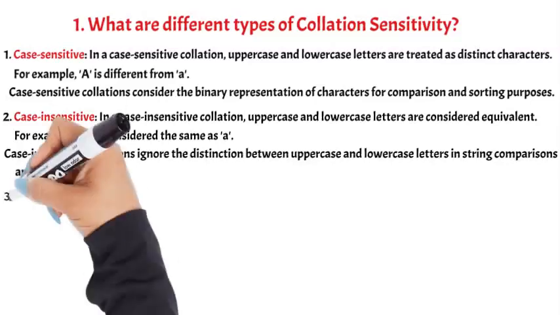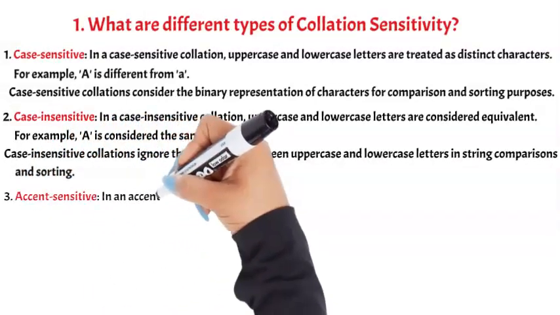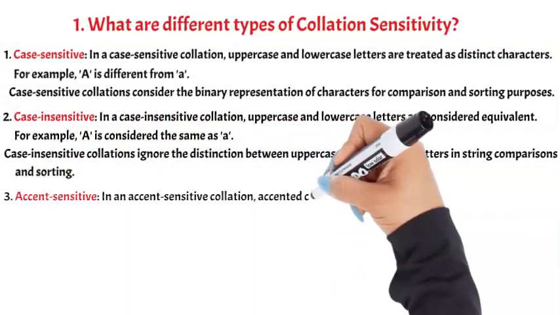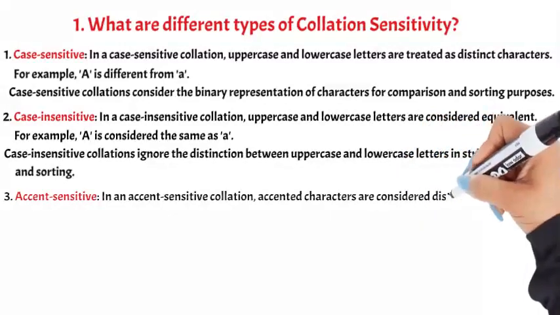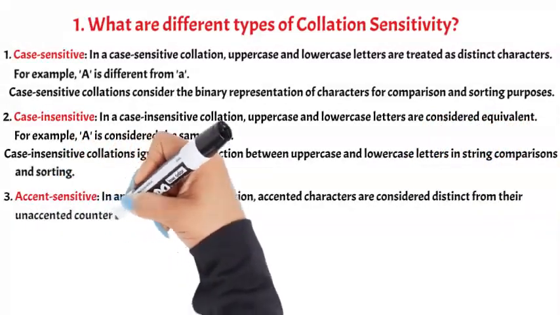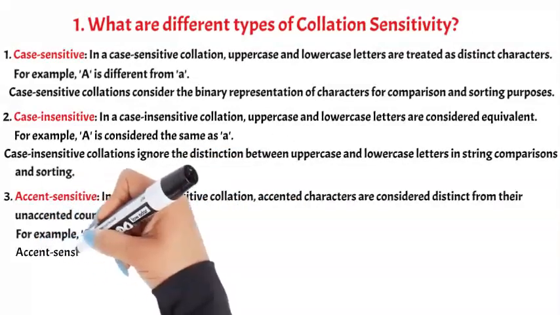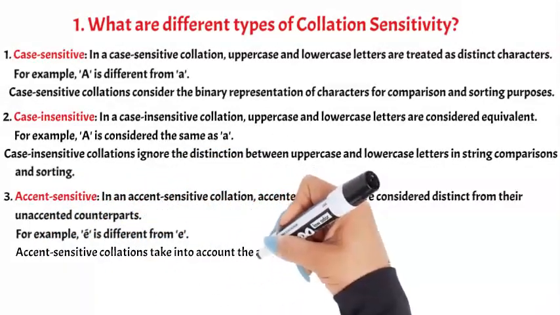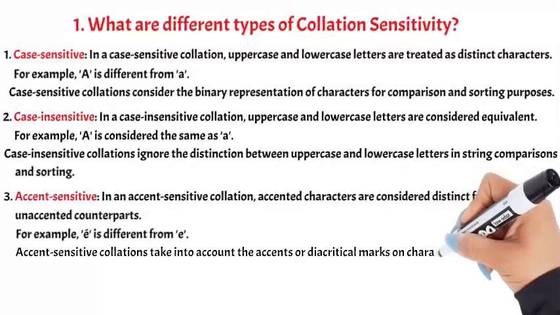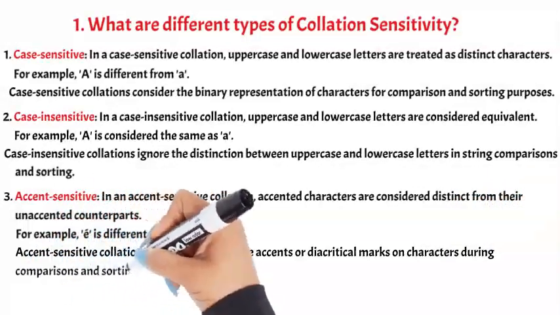3. Accent-sensitive. In an accent-sensitive collation, accented characters are considered distinct from their unaccented counterparts. For example, 'é' is different from 'e'. Accent-sensitive collations take into account the accents or diacritical marks on characters during comparisons and sorting.